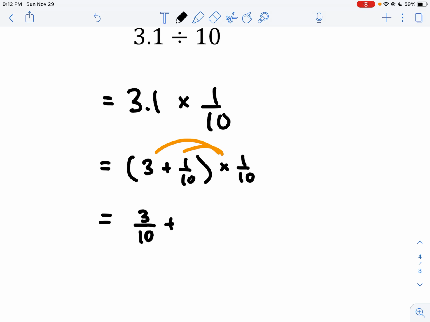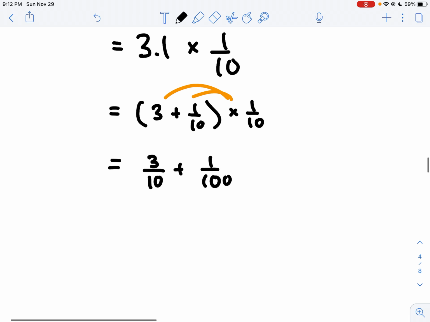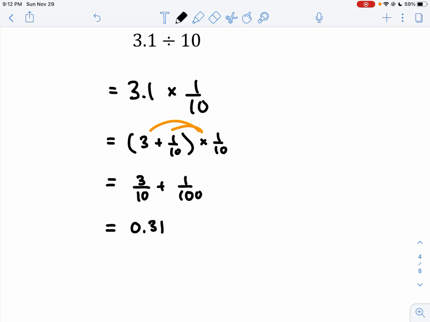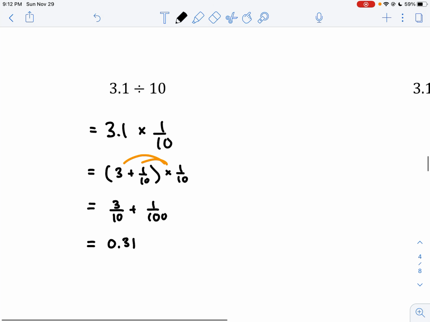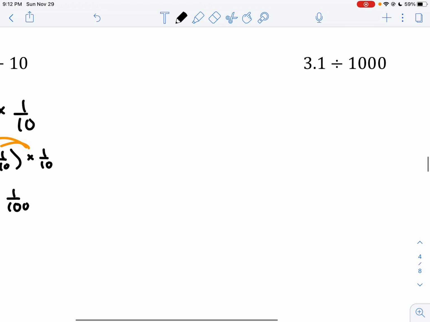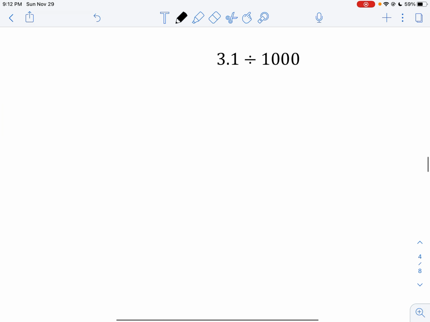So we get 3/10, and then we do 1/10 of 1/10. And 1/10 of 1/10 is 1/100th. And if you put this in decimal form, that just means 3/10 is 0.3, and we'll add 1/100th to that, so we'll put a 1 next to the 3, and we get 0.31. So when you are dividing, or let's do this next one, and then I'll generalize.